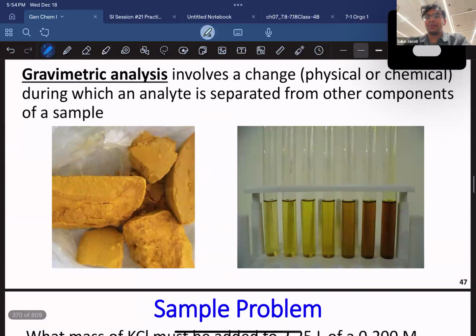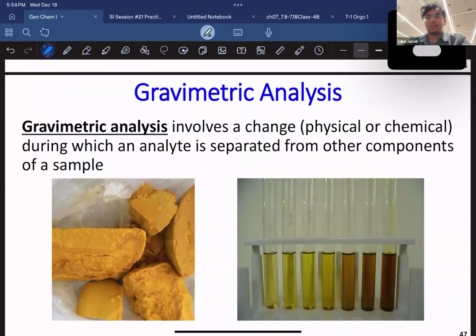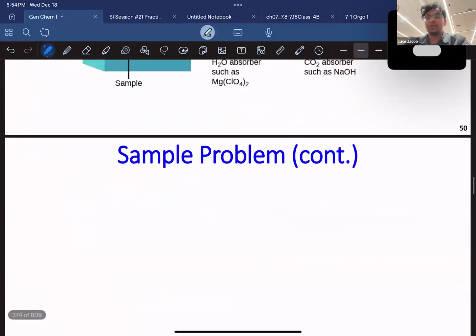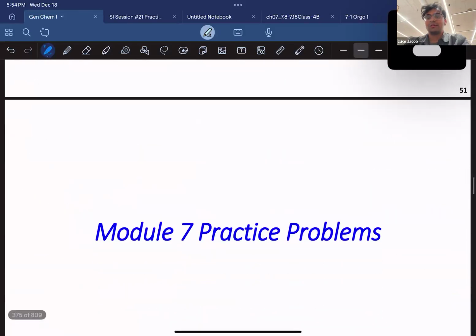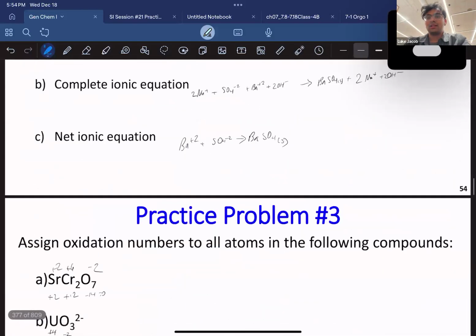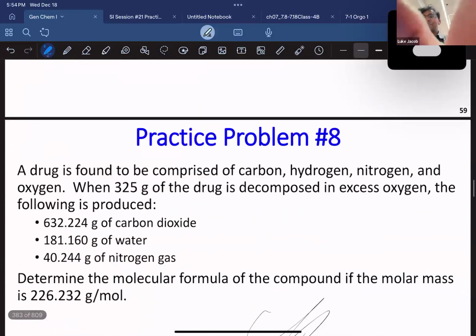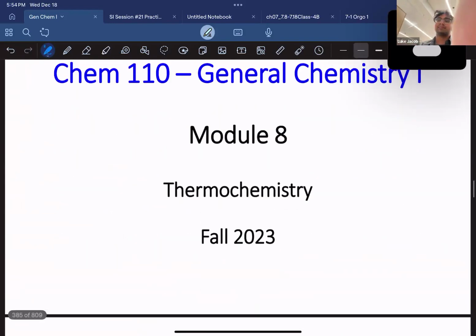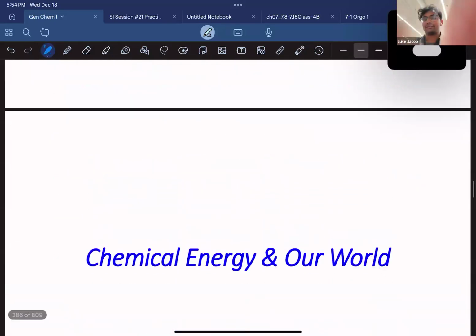Yeah. And then there's gravitational analysis. This is just separation, whatever. Yeah. Does anyone want me to go through any problems, any practice problems, anything of that nature? Okay. Okay, any questions about module 7 entirely or anything like that? Okay. Now you guys are chilling. Sounds good.